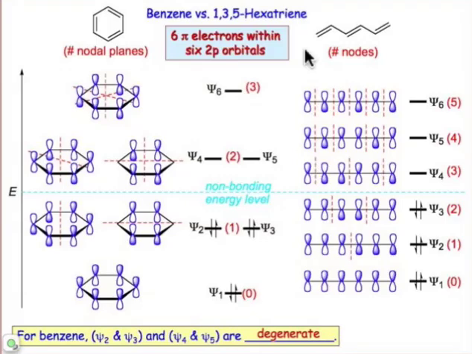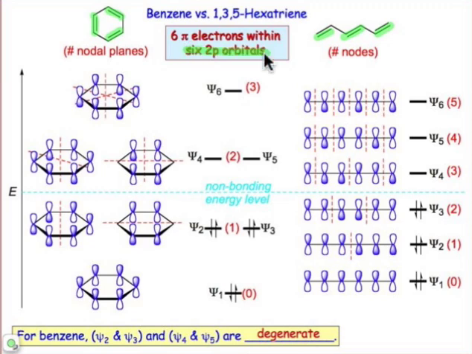In this webcast, we want to compare the molecular orbitals of a linear pi system, 1,3,5-hexatriene, which has 6 pi electrons, to a cyclical system, namely benzene, which also has 6 pi electrons. Each of these systems consists of 6 carbon atoms and they're sp2 hybridized.